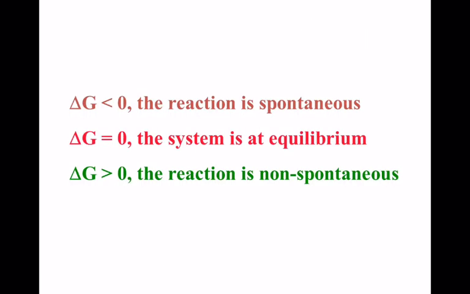So this is kind of a review slide a little bit. Spontaneity occurs when delta G is negative, so the reaction goes that way. If delta G is positive, the reaction is not spontaneous. If delta G is equal to 0, then the thing is kind of a stalemate. It might be going forward and going reverse, but the rates are equal, so it's at equilibrium.